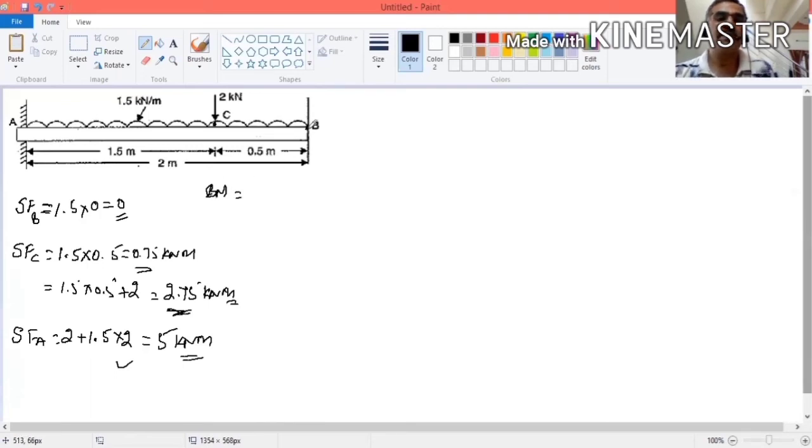So what is the bending moment at this point? If you take the right side here, there is no force. So it is 0, the bending moment at B. What about the bending moment at C?